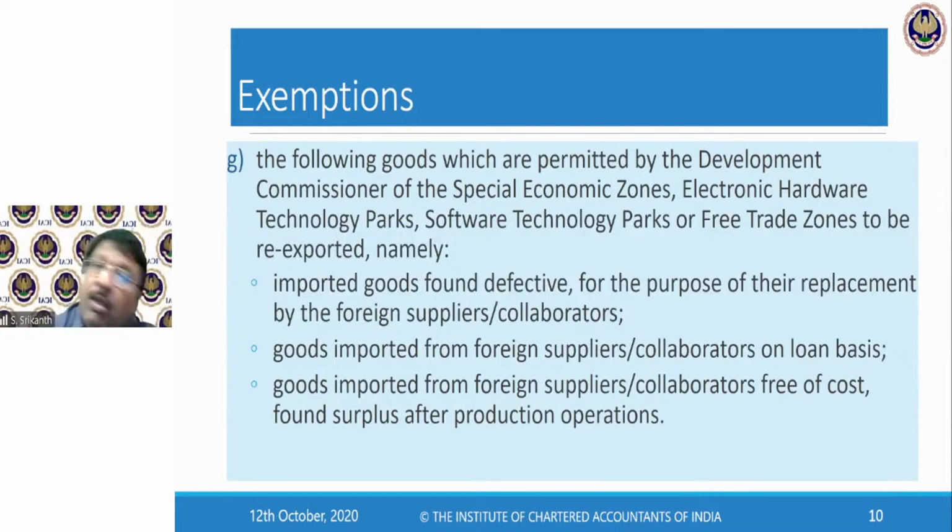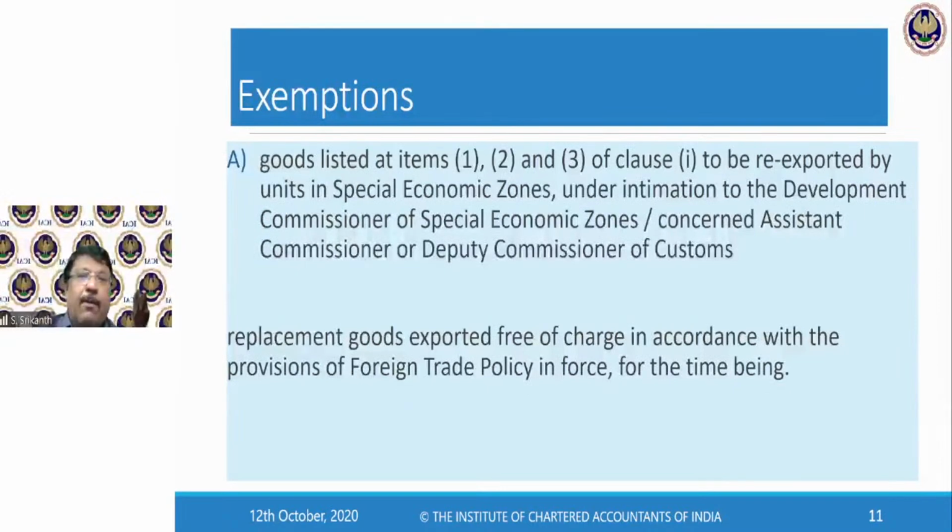Those cases, the zones are already free. If you import and re-export, you will be controlled by the zone. You are not bothered. Still, when you are exporting, you have to give proof. Then you have to see, repatriation is applicable to zones. But where you are importing goods and re-exporting in a zone, it is exempted. Where goods are found defective and are re-exported for replacement, or we have received them on a loan basis and are returning them, or where you are getting goods from foreign suppliers free of cost, found surplus after production operation, and sent back. This is happening only in zones. See, only in a zone can you import free of cost, without duty, manufacture and take it out. So this is more of a zone-related issue.